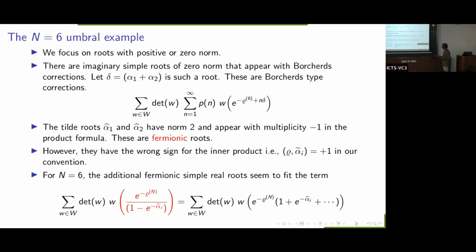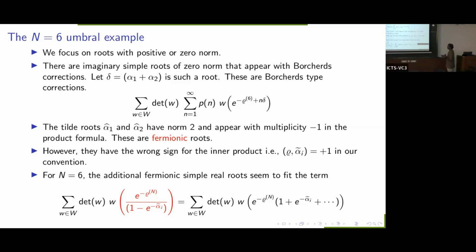Okay. So let's look at the n equal to 6 umbral moonshine, and we will focus on roots with positive or 0 norm, that means real or imaginary simple roots of 0 norm that appear, and delta. This fits into Borcherds correction; it's a fermionic version of Borcherds correction. The tilde roots alpha 1 tilde have norm 2. They appear with multiplicity minus 1, and these are supposed to be coming from super characters. So these are fermionic. So they do appear.